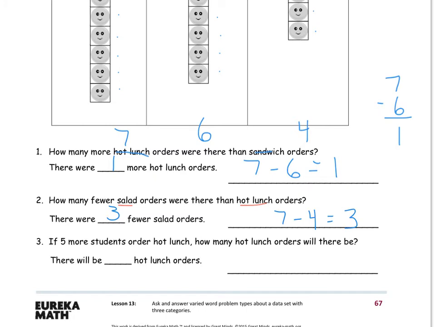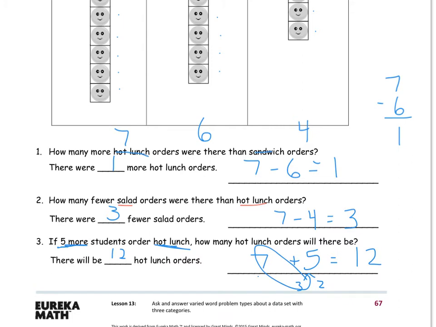So I can look down, and number 3 says if 5 more students order hot lunch, how many hot lunch orders will there be? So I'm starting with my hot lunch of 7, and I'm adding 5 to it because if 5 more students order it. So I can then do 7 plus 5, and that'll get me 12. And if I need to, I can break apart to make 10. There's a couple different ways I could do that. There's my 10 plus 2 gets me 12. So there would be 12 hot lunch orders.